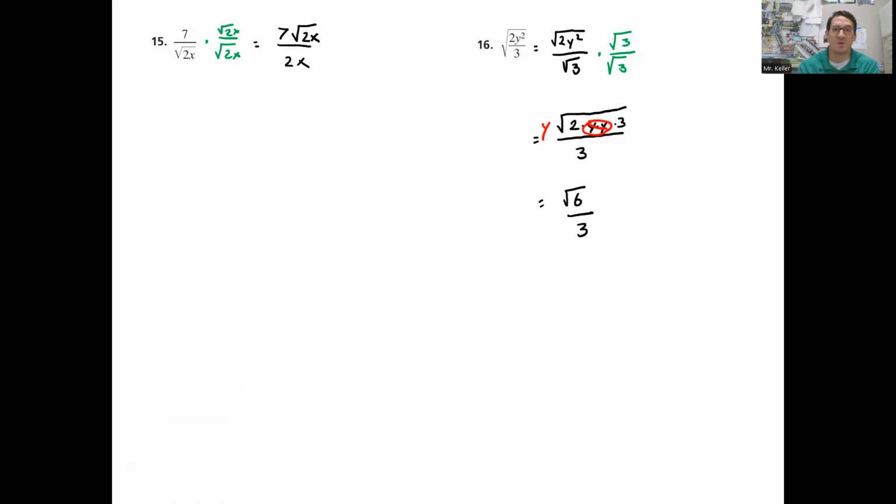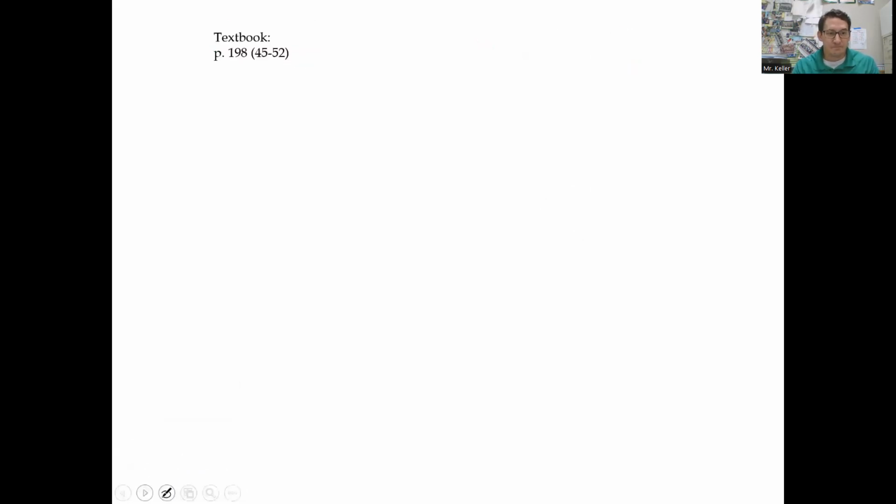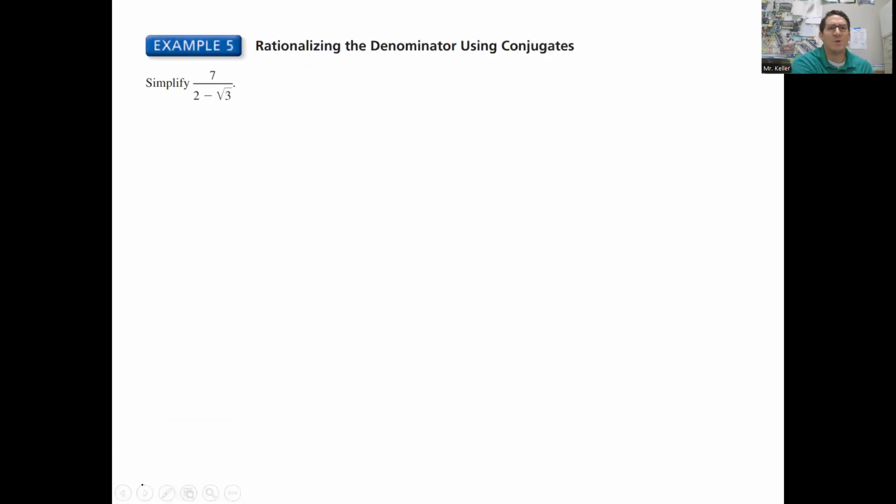That one took a little bit of extra work. But if you can recognize perfect squares in there, they can make some things easier. Moving on, what we're going to do is rationalize denominators by using the conjugate.